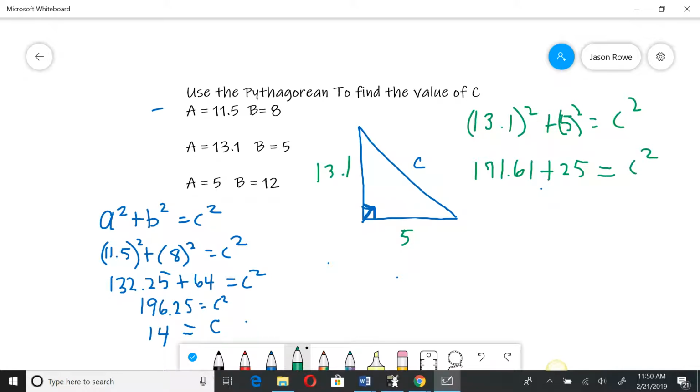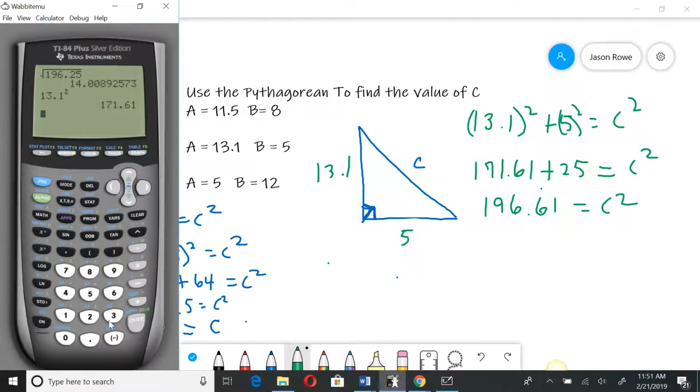So now we're going to add these two values together. So 171.61 plus 25 is 196.61. It's like I picked two very similar problems, huh? It's the same answer. Imagine that.